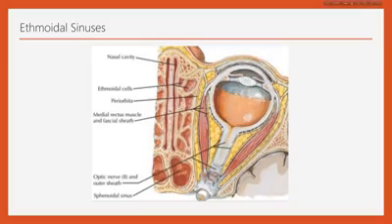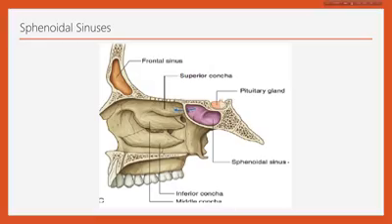If we see the blood supply, that is from the anterior and posterior ethmoidal branches of the ophthalmic artery. The lymph drainage occurs from the anterior and middle groups of the sinus, and it drains into the submandibular lymph node.